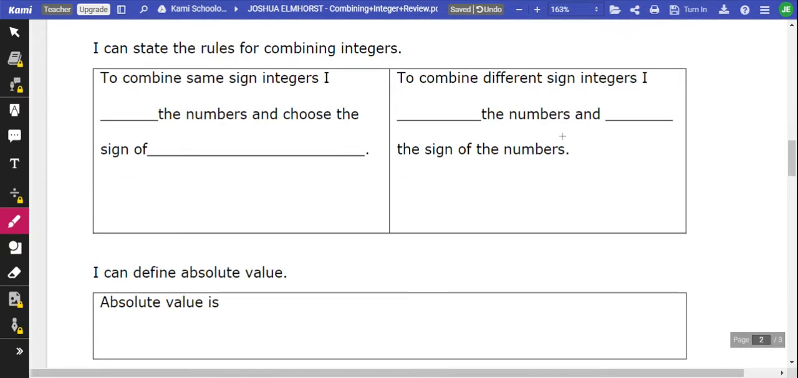So I can state the rules for combining integers. So to combine same sign integers, I am going to add the numbers and choose the sign of the bigger number.